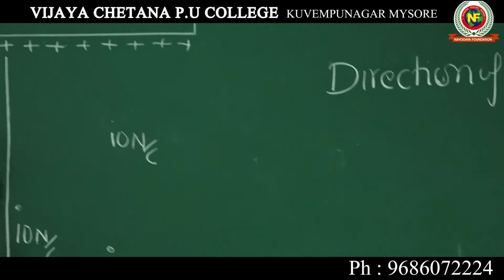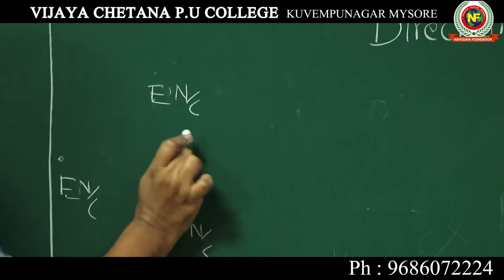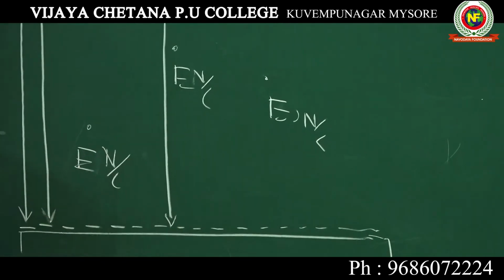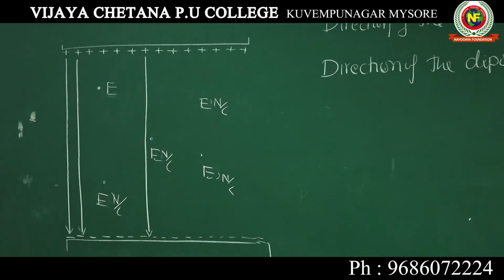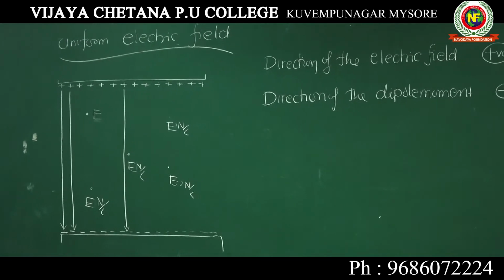So if it is E here, it is E here, it is again E, it is once again E, and it is E. Likewise, everywhere you find the same electric intensity. Okay. So this is the meaning of uniform electric field. I think you have followed.